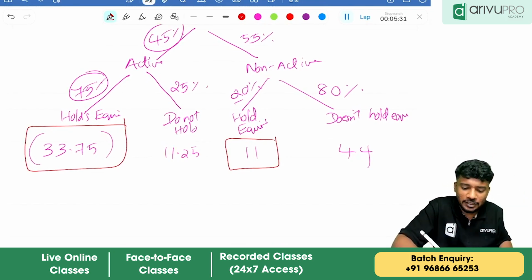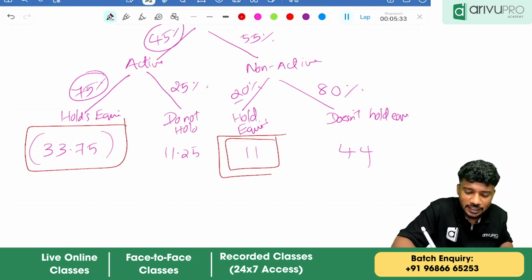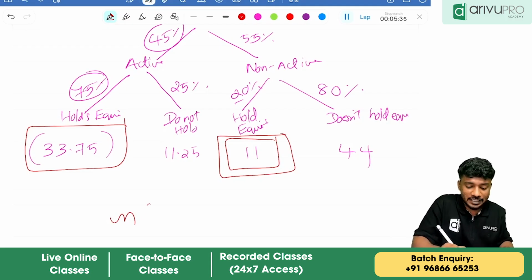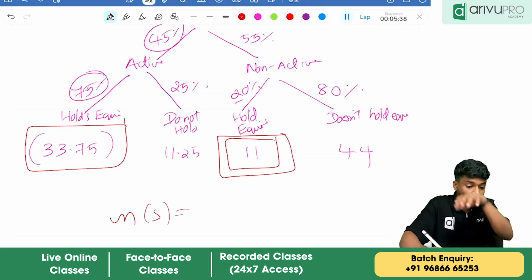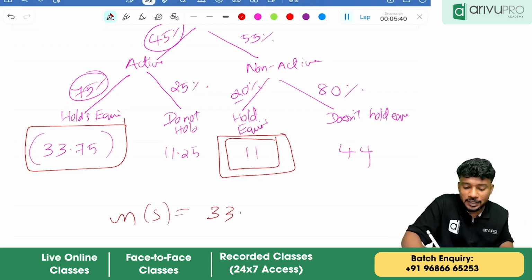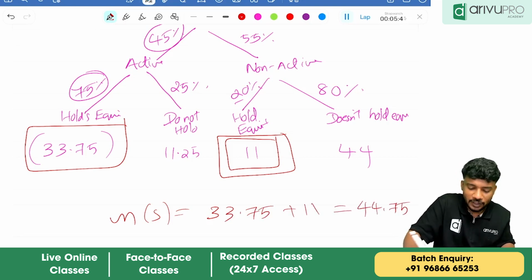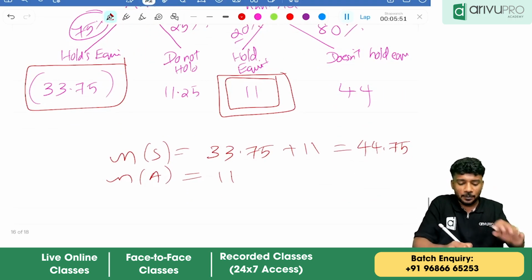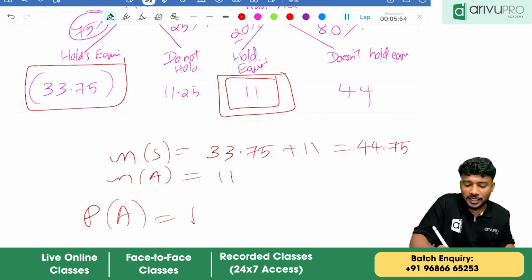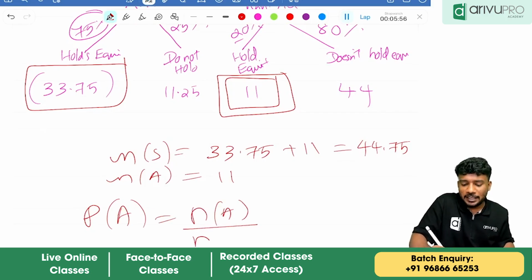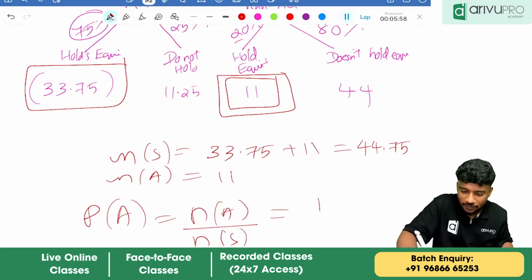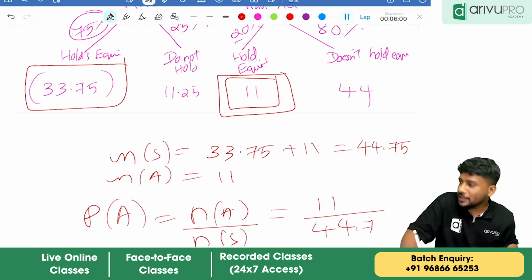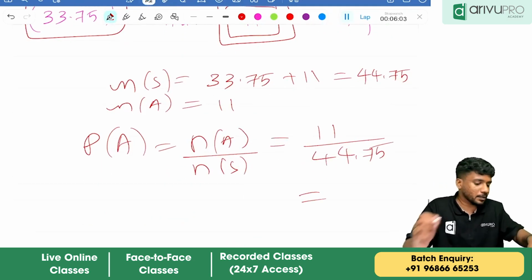among the people, the not an active investor case, the 11 should be there. So n of S will be what? That means total people who hold equity, 33.75 plus 11, which is how much? 44.75. Then n of A, who holds equity but is not an active investor, that is how much? 11. Then P of A will be what? P of A will be n of A divided by n of S, which is equal to 11 divided by 44.75.